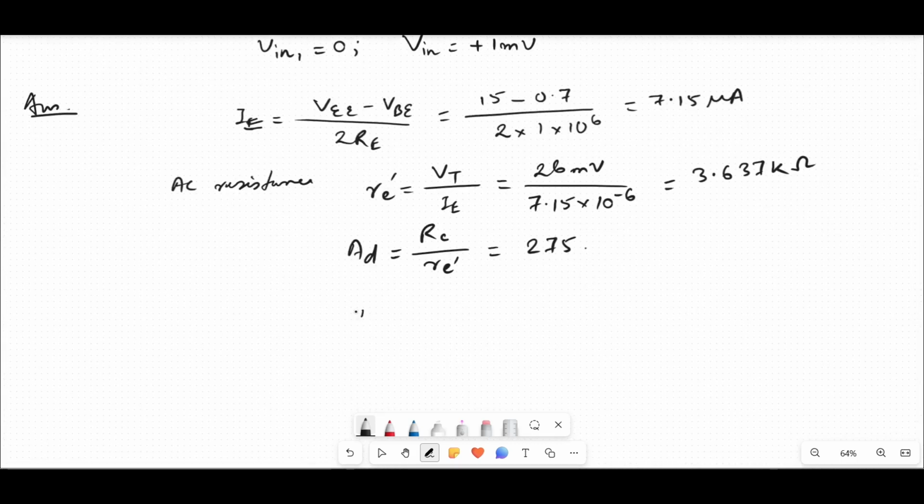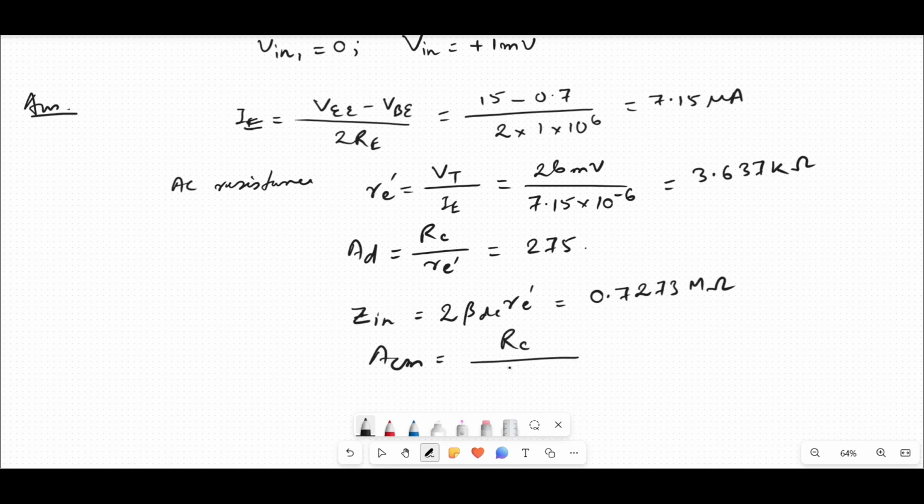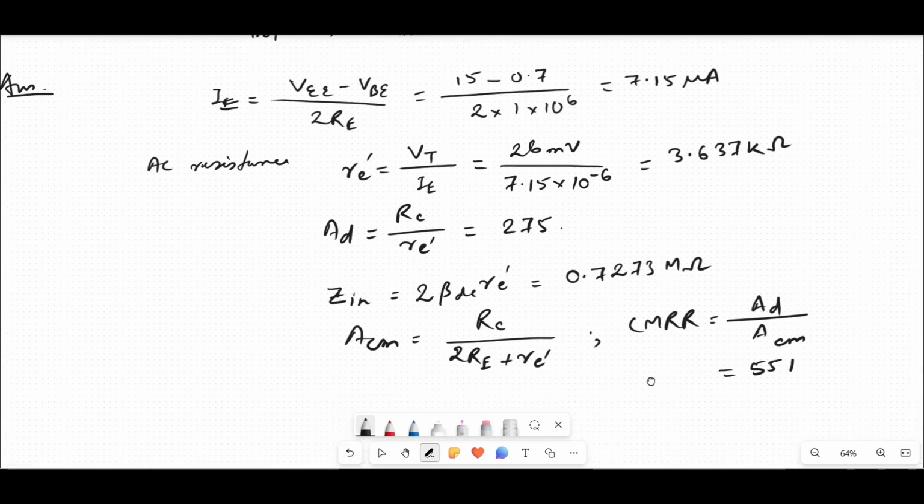Then the input resistance. As we know, Rin is twice beta DC RE dash. By putting the values we'll get 0.7273 mega ohm. And then the common mode gain is given as RC by 2RE plus RE dash, and putting these values in the common mode rejection ratio AD by ACM, we'll get the value of CMRR as 551. Right, so we have obtained these values.